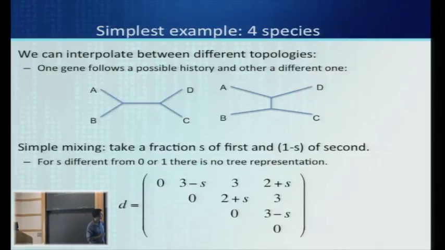This is the trivial example. Imagine that you have one gene, say mitochondria, for example, that has this particular distance metric, and is following that particular tree. Okay, it is tree-like, which is fine. Then you have a different gene, because recombination happens, and it has a different history. Okay, so we have 2 different histories.